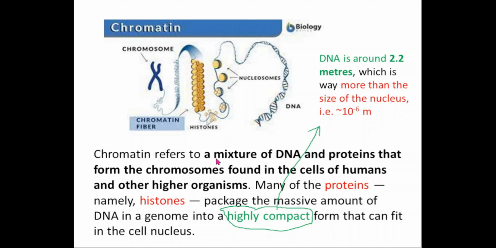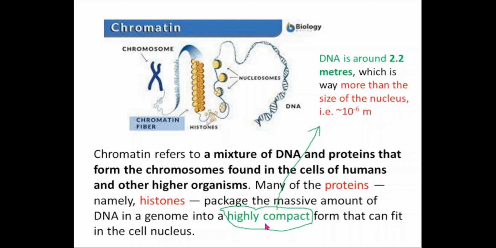Therefore, chromatin refers to a mixture of DNA and proteins that form the chromosomes found in the cells of humans and other higher organisms. Many of the proteins, which are histones, package the massive amount of DNA in a genome into a highly compact form that can fit in the cell's nucleus.